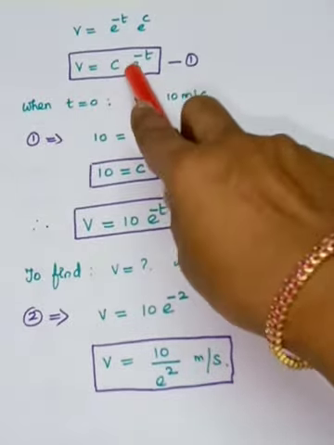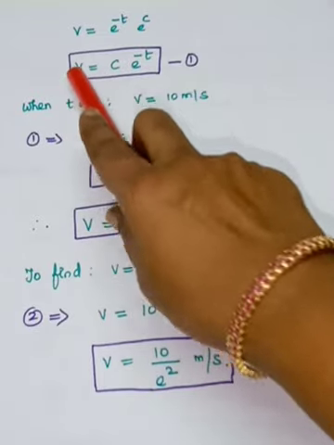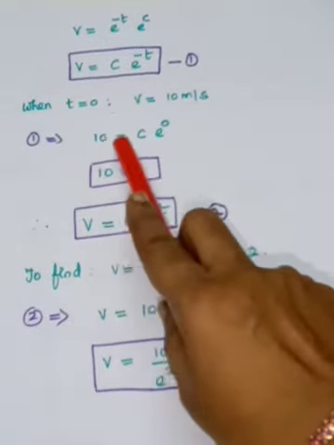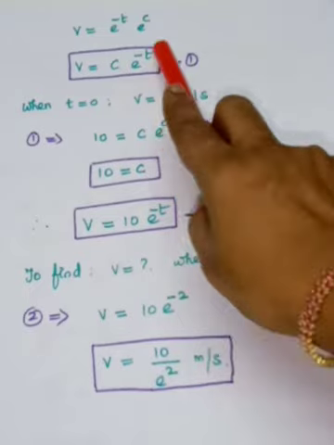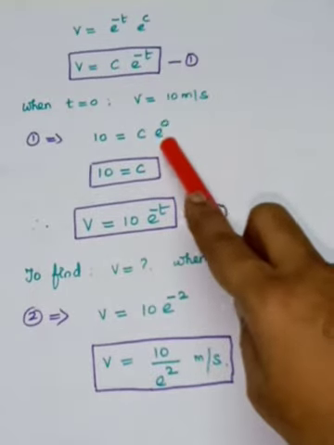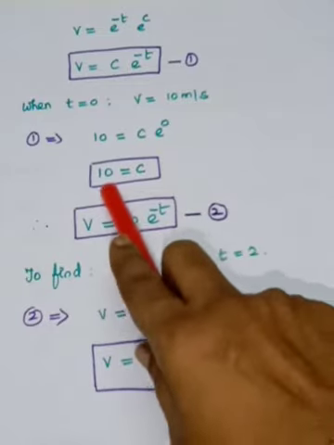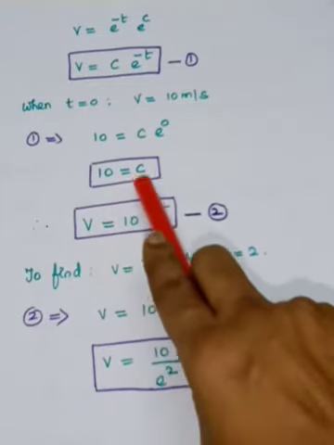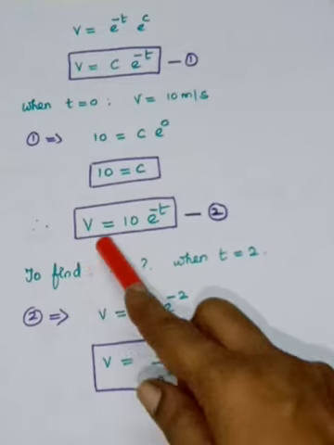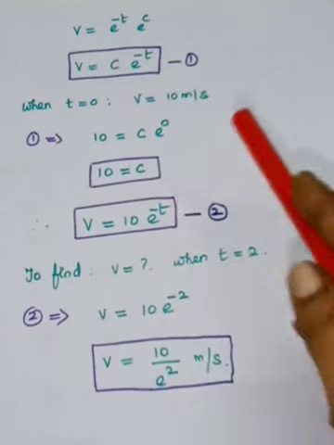It has to be substituted in this equation. So in the place of v, 10 is equal to c e power, in the place of t as 0, so e power minus 0. e power 0 is 1. So c is equal to 10. After finding c, you substitute in the first equation. So v is equal to 10 e power minus t.